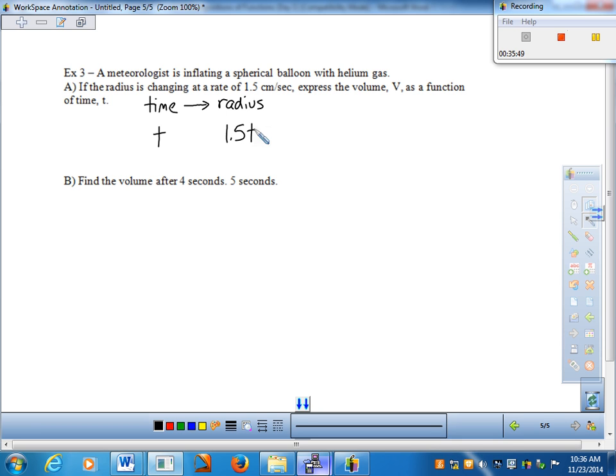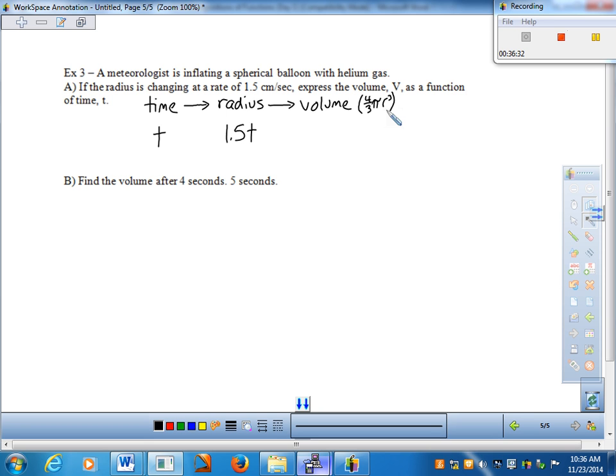Okay, so inputs, output. Now here's where the idea of a composition comes into play, because that radius actually happens to be the input of a secondary function. As we know from geometry, if I know the radius of a sphere, then I can figure out what the volume of a sphere is. Now volume happens to be, of the sphere, 4/3 pi r cubed. And so as a result, I can use that idea.